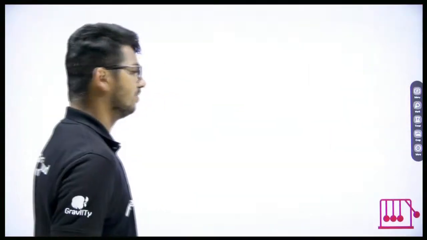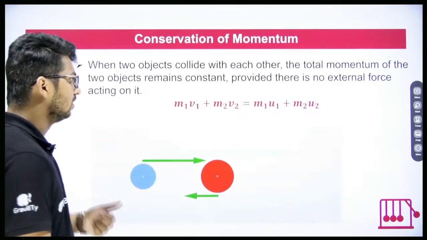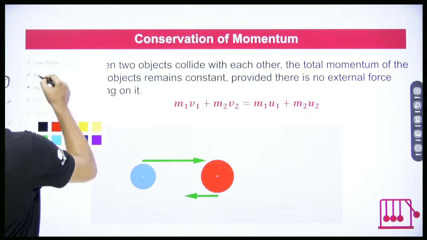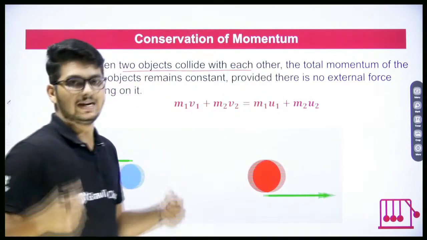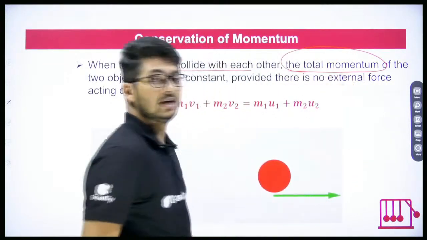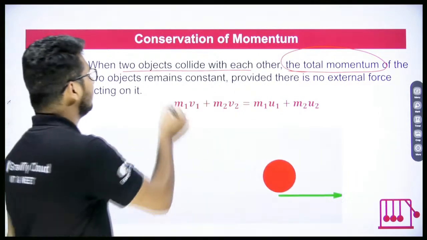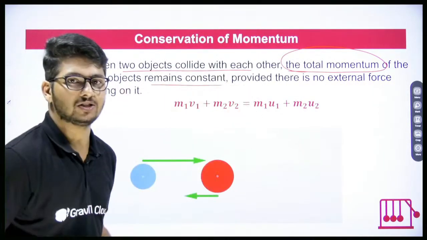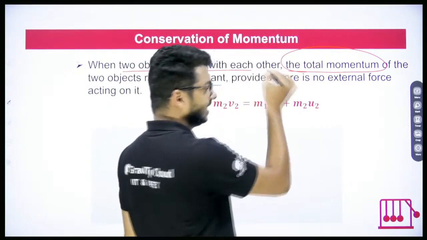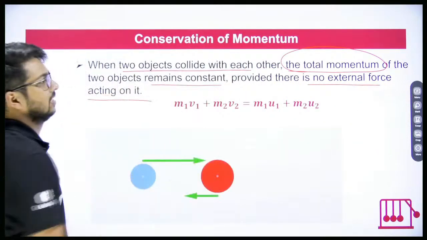We'll first revise whatever we have learned regarding the law of conservation of momentum. So what is that? When two objects collide with each other, the total momentum, understand this, not single momentum, total momentum of the two objects remains constant. And when we say remains constant, it means it is conserved, provided there is no external force acting on it.